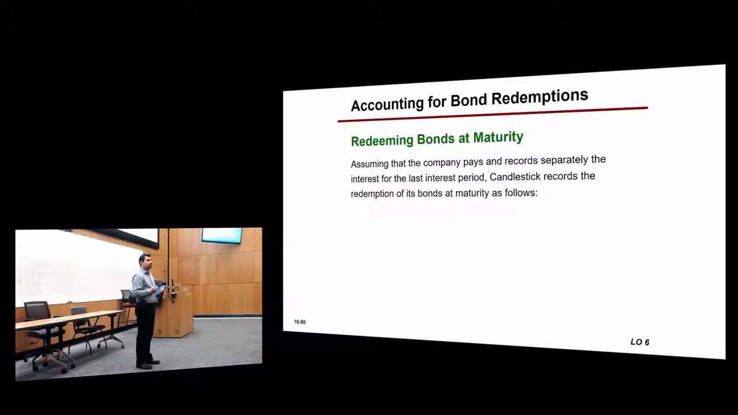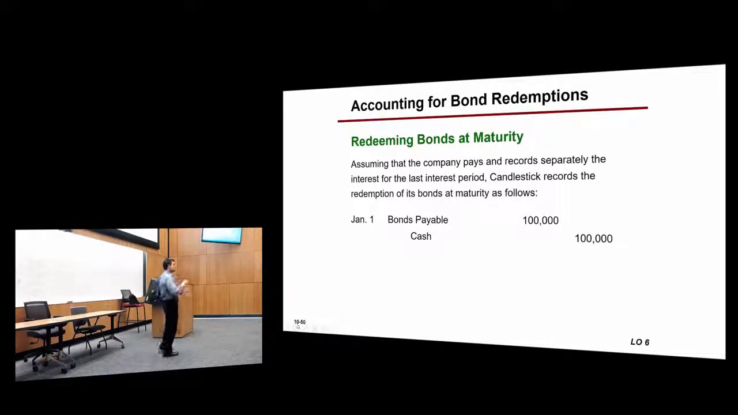What happens to cash? It decreases, right? So we credit cash. What happens to bonds payable? They decrease, so they are debited. We will debit bonds payable and credit cash. This is when it is redeemed at maturity. This is considering that all interest was paid before, so in this case we're talking about the actual bonds payable that is being paid back on the day it matures.